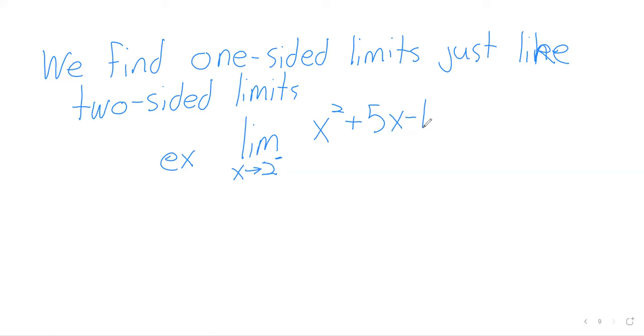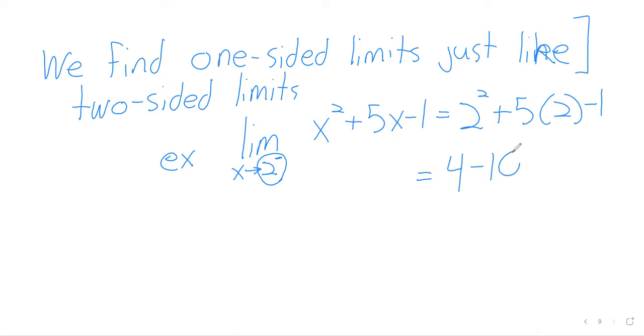If this were a regular limit, not a one-sided limit, then we would just plug 2 in there. Remember that polynomials have that property. To find the limit, you just take this number and plug it into the polynomial. And what I've just said is that we find one-sided limits in just the same way. So to find this one-sided limit, we take 2 and plug it into the polynomial. 4 plus 10 minus 1 should be 13.